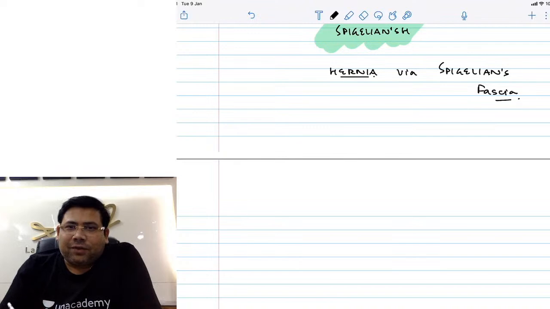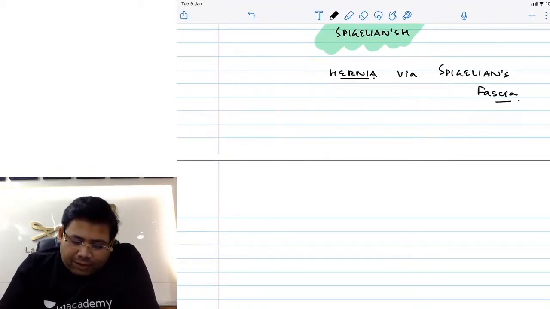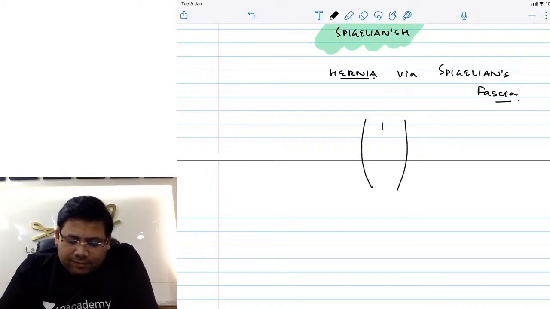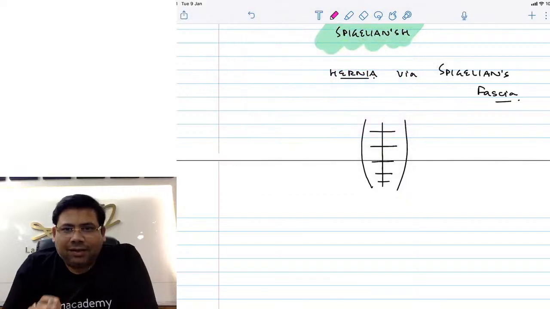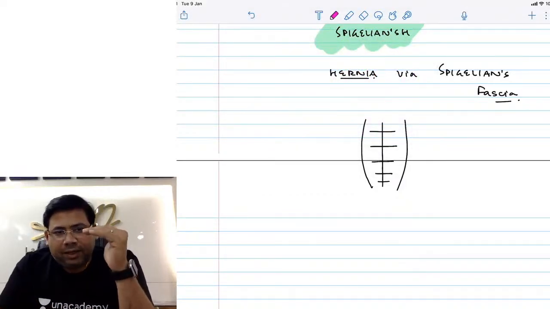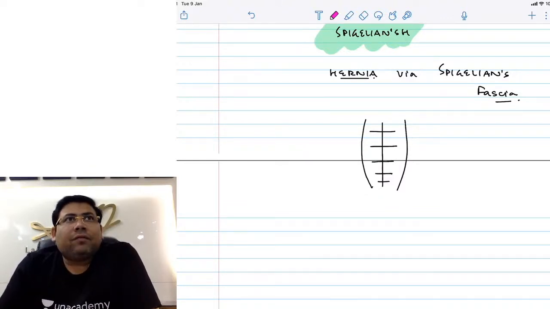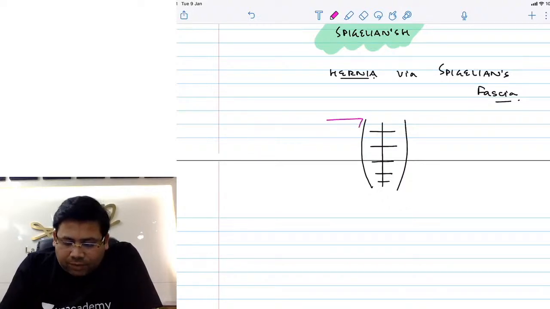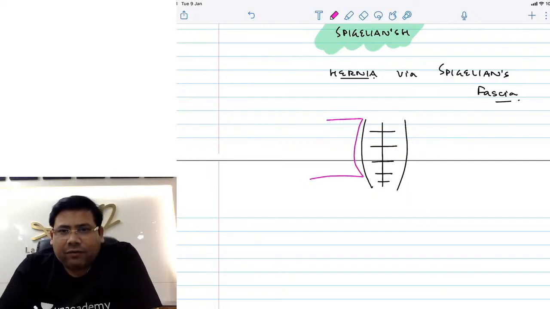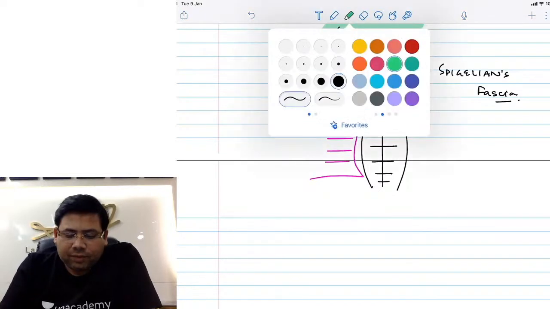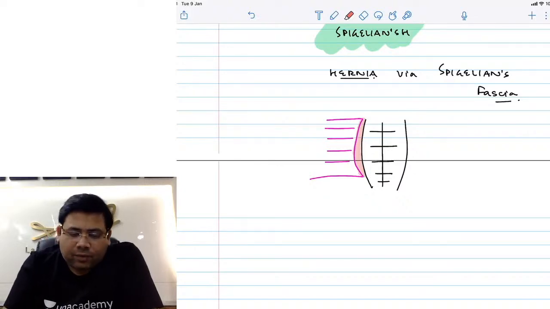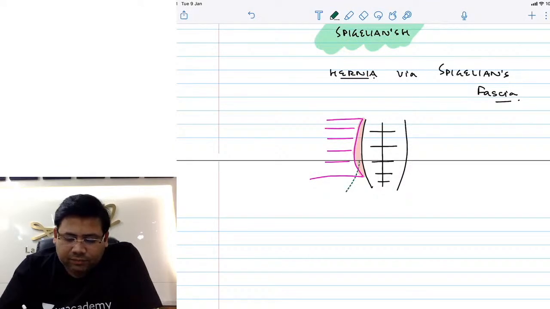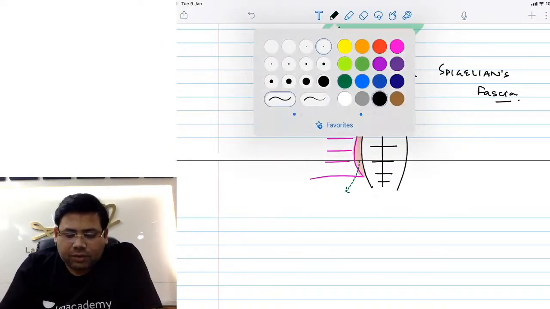So let us talk about this Spigelian fascia. Where do you get to see it? Now try to understand what this muscle is. This is rectus. Again, you all have to understand the last layer in the abdominal wall. So external oblique, internal oblique, and we have transversus abdominis, which ends at the level of the arcuate line. If you appreciate, there is a fascia here. This is known as the Spigelian fascia, and a hernia via this fascia is known as a Spigelian hernia.